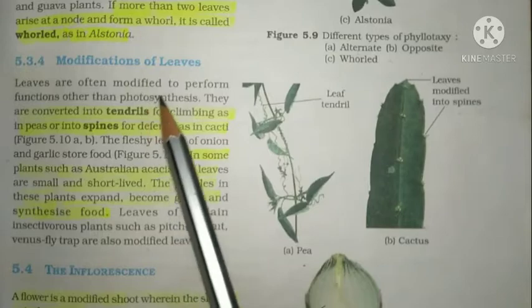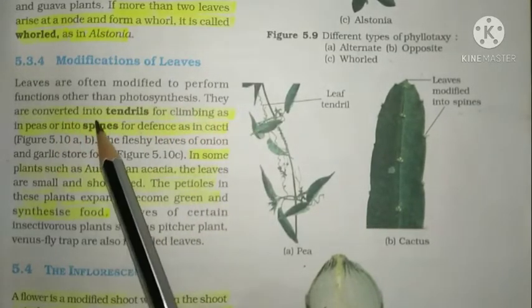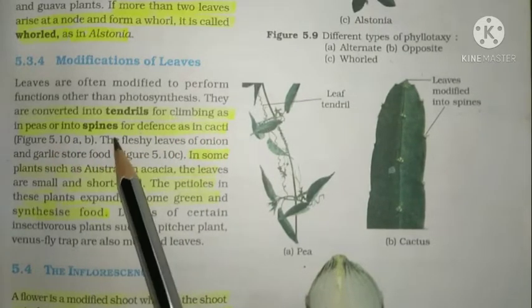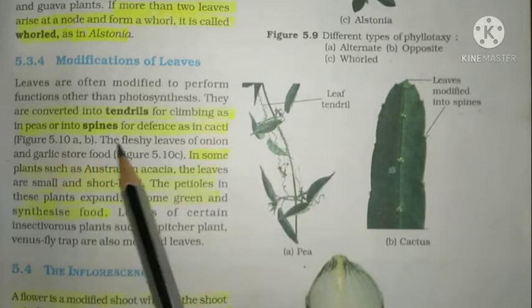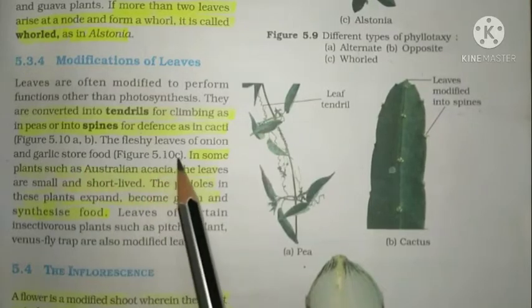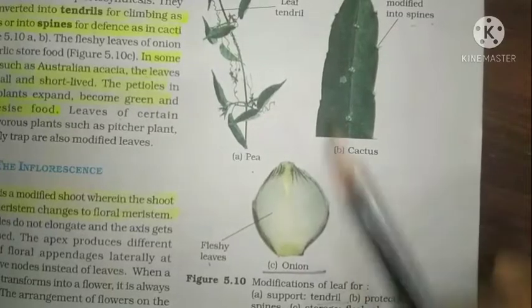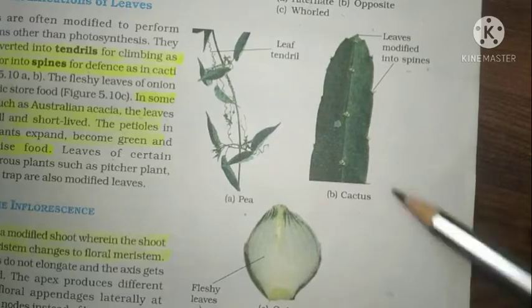Leaves are often modified to perform a function other than photosynthesis. They are converted into tendrils for climbing as in peas, or into spines for defense as in cacti. In figure 5.10 A and B, the fleshy leaves of onion and garlic store food. In figure 5.10 C, this is the storage of a fleshy leaf. Then let us see the figure. Support, that is called tendril, A is leaf tendril, and B is for protection, cactus leaf modified into spine.